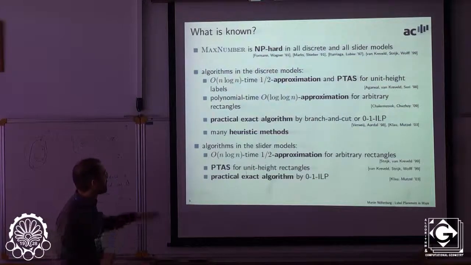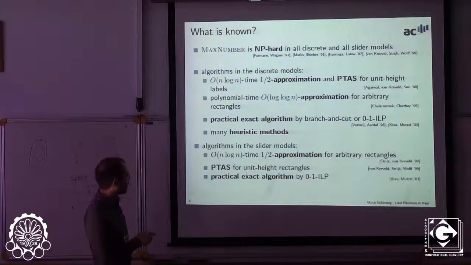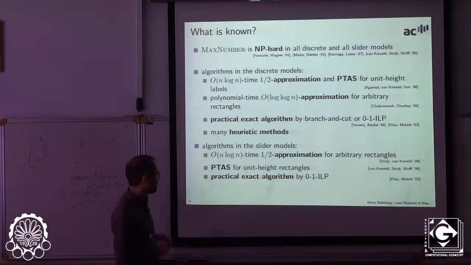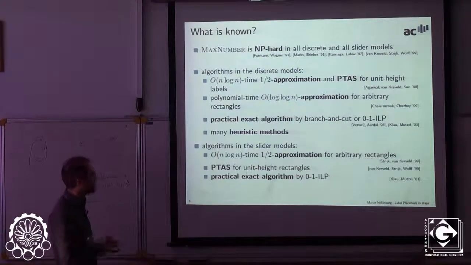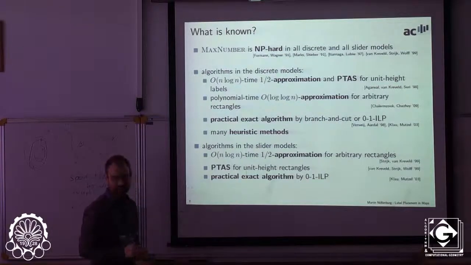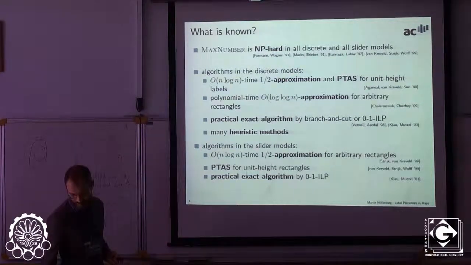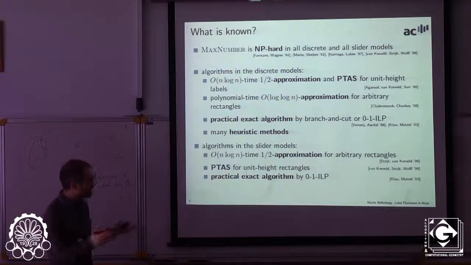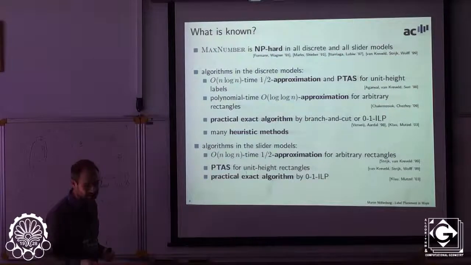If you go to the slider models, then there's also an n log n time approximation with approximation factor 1/2, now for arbitrary rectangles. So that's kind of good. There's a PTAS for unit height rectangles, which is also kind of mirroring what we have seen here. And likewise, there's exact algorithms and also a bit of heuristics. But the application people like the discrete models more than the slider models. Yeah. So that's a bit of the summary of the state of the art, say up to the early 2000s.